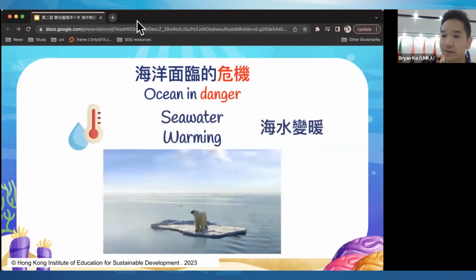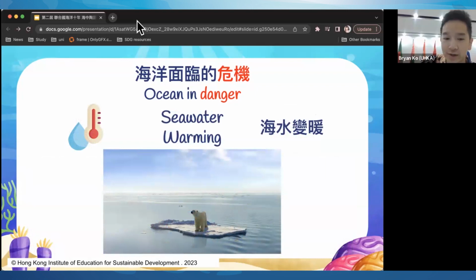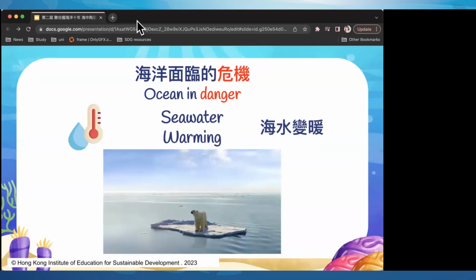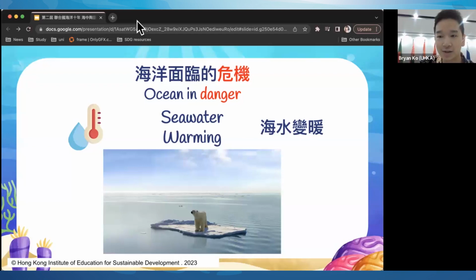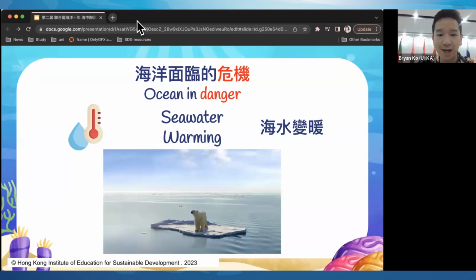And what do you see here? Does any one of you see a polar bear? A polar bear standing on a piece of ice. Yes. As you all might see here, there's a polar bear standing on a really small piece of iceberg. But why? Why would that happen, or why would that occur?